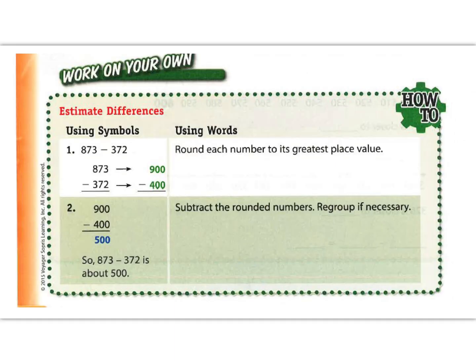All right, so as a reminder here, it says round each number to its greatest place value. So the greatest place value for both of these is the hundreds place. So we look here, the 7 would round that up. It's closest to 900. The 7 rounds that up to 400. And then you subtract the rounded numbers and regroup if necessary. So 900 minus 400 is 500. So 873 minus 372 is about 500. Remember, when you estimate, it's about.